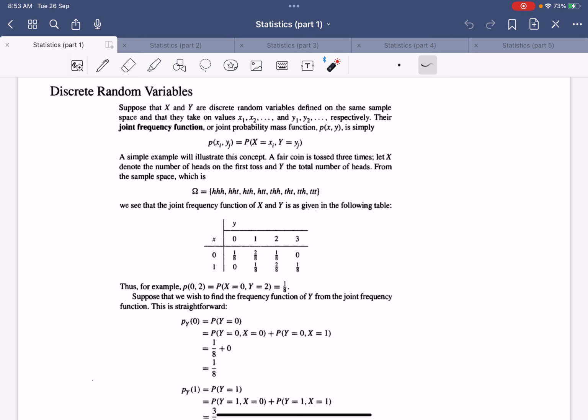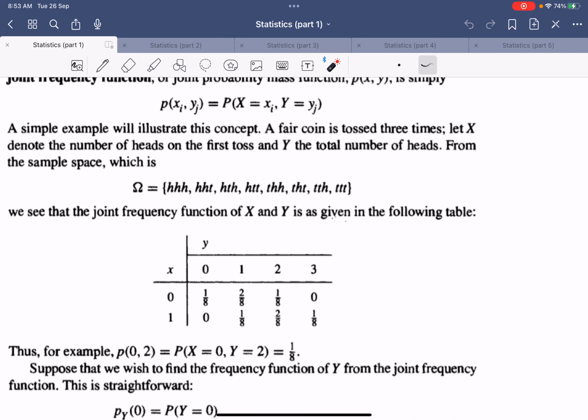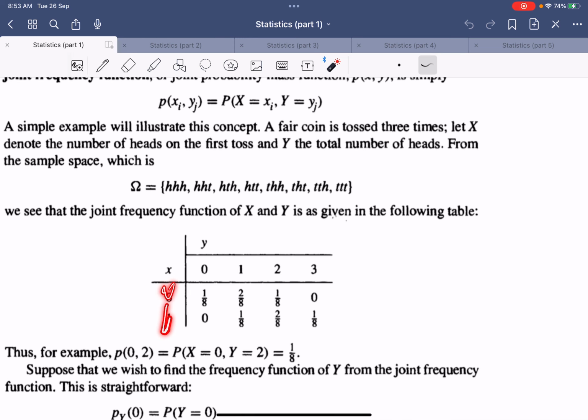So what do I mean by the interaction between the two random variables? For discrete random variables, we see the joint frequency function as the following: the probability of X equals x_i and Y equals y_j. So for example, your X is the number of hits on the first toss and Y is the total number of hits overall. We see that X can either be 0 or 1, but Y can be 0, 1, 2 or 3.